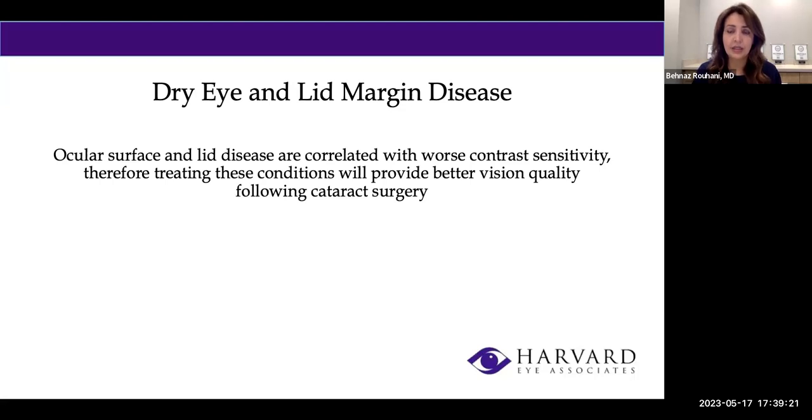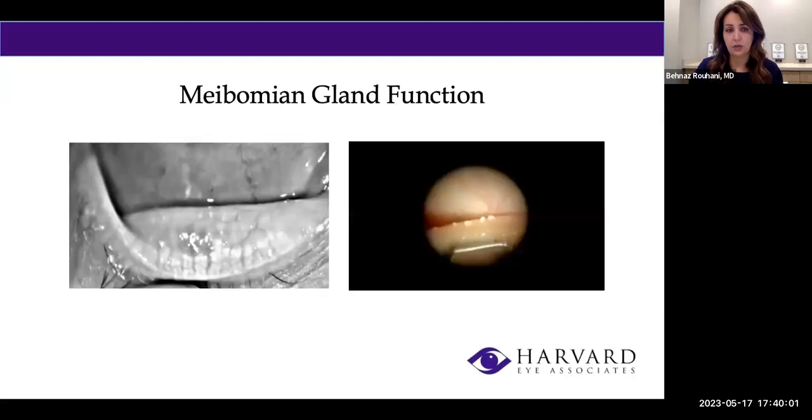Lid disease means any sort of lid problem, including the positioning of the eyelid or the condition of the glands that are located in the eyelids and open up right behind our lash line. Are they really working well or not? Those all affect the outcome of the vision and comfort after cataract surgery. So ocular surface and lid disease are correlated with worse contrast sensitivity and also the quality of the vision if they are left untreated. So we need to really address those to provide the best visual quality after surgery.